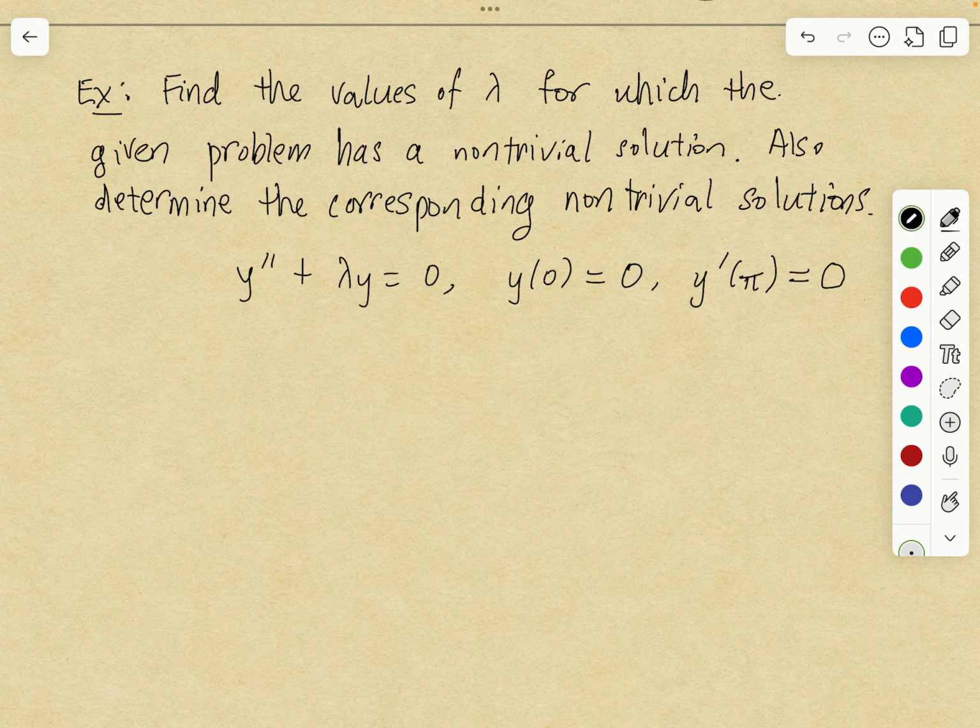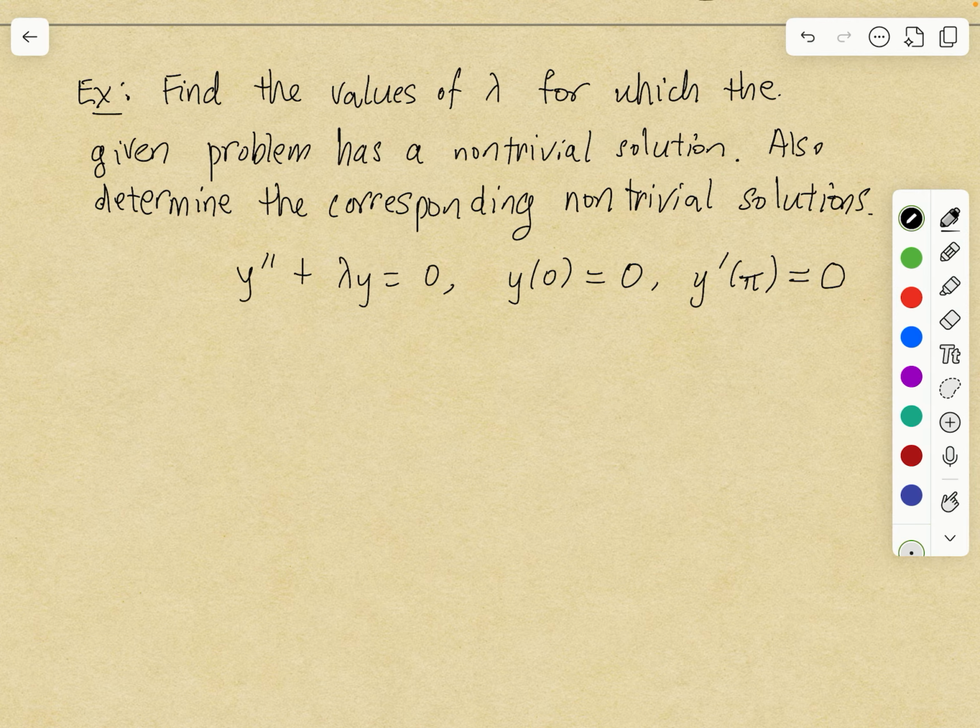In this problem, we're going to work with a boundary value problem. It says: find the values of lambda for which the given problem has a non-trivial solution. Also determine the corresponding non-trivial solutions. The problem they give you is y double prime plus lambda y equals 0, y of 0 equals 0, y prime of pi equals 0.